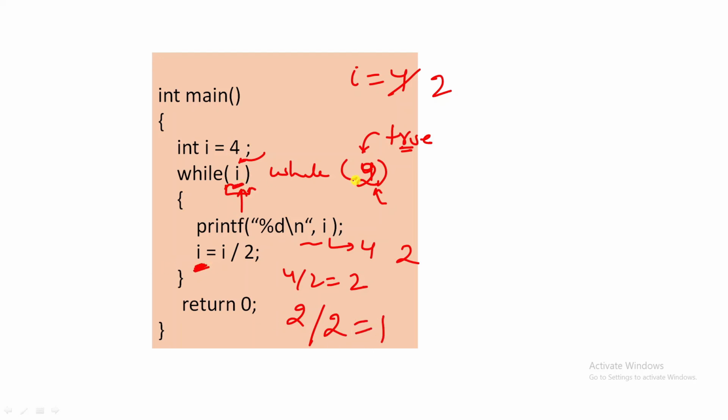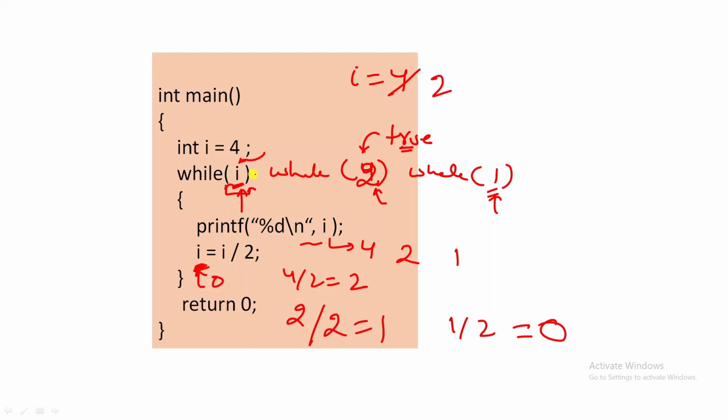Again we will come here and the new value of I is 1. So we will say while 1. 1 is again a non-zero value, it is true. So we will print 1. And then we will say 1 by 2. So 1 by 2 is what? 0. Right? 1 by 2 quotient will be 0, remainder will be 1.